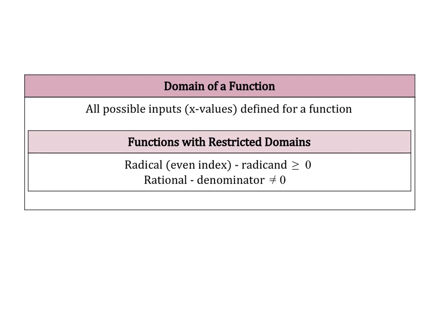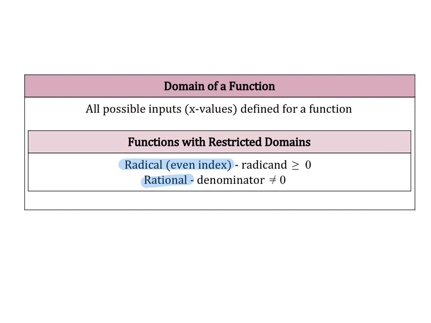Really, the ones that at this time we need to be careful about are radical functions and rational functions. For radical functions, we only need to worry about even index, like a square root or a fourth root, because these do have restrictions. The radicand, which is the inside of your radical, must be greater than or equal to 0.